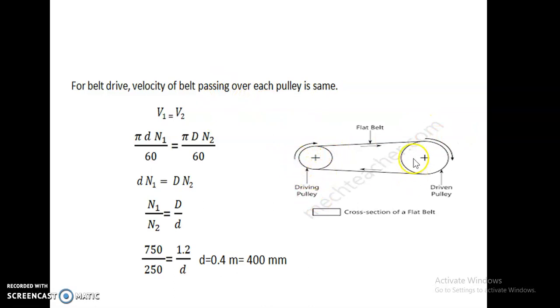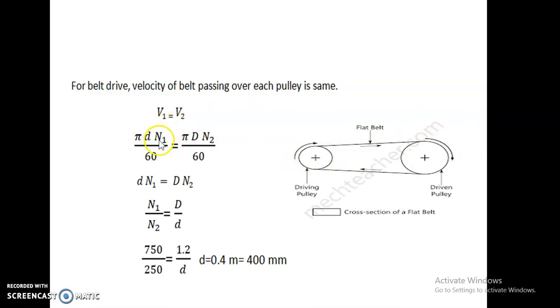The driver pulley and driven pulley. A driver pulley is rotating, it has a rotational speed, and the belt is running over the pulleys. As a man is running over the road, or a car is running over the road, it has some velocity V in meter per second, or in kilometer per hour. So the belt has some velocity. V1 is the velocity of belt running over the driver pulley, and V2 the velocity of belt running over the driven pulley. These two velocities are same. V1 is equal to V2.